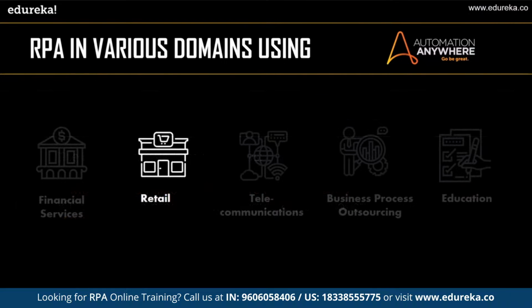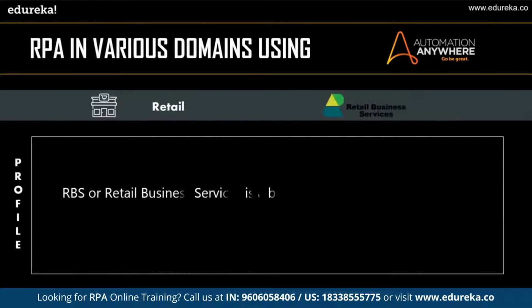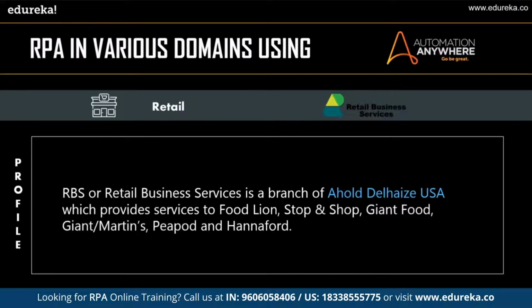Now let's move forward with the next domain, that is RPA in retail. To explain how RPA is used in retail, I'm considering RBS, most commonly known as Retail Business Services Company, which is a branch of Ahold Delhaize USA, which provides services to Food Lion, Stop and Shop, Giant Food, Giant and Martin's, Peapod, and Hannaford.